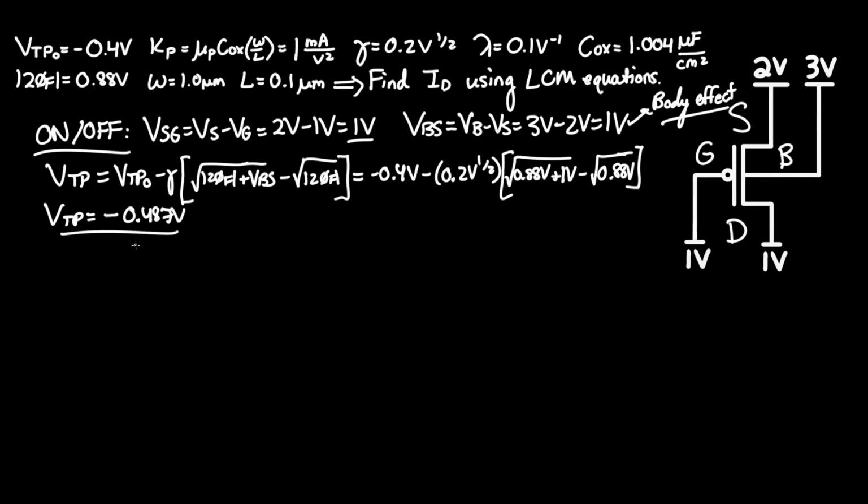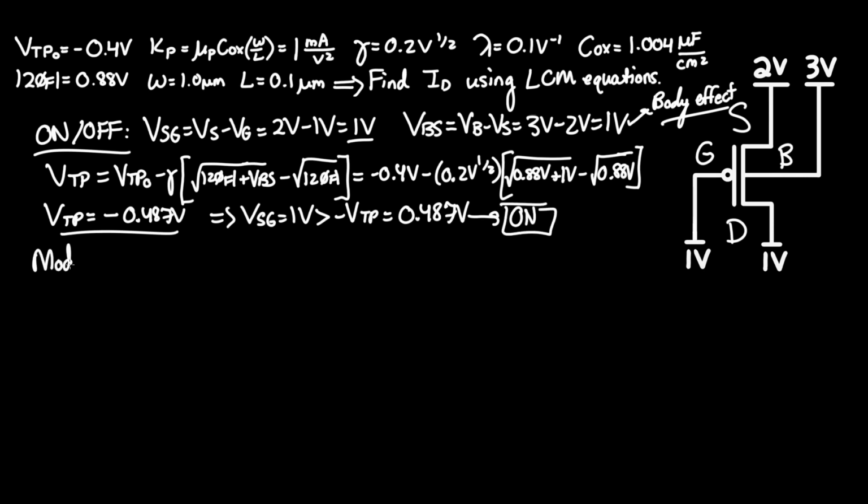Again, it's negative since this is P-channel. And VSG must be greater than the negative value of VTP so that the device can be on. VSG, again, equals 1 volt, and that is of course greater than negative VTP, which we just found to be 0.487 volts. Thus, we can conclude that the device is on.